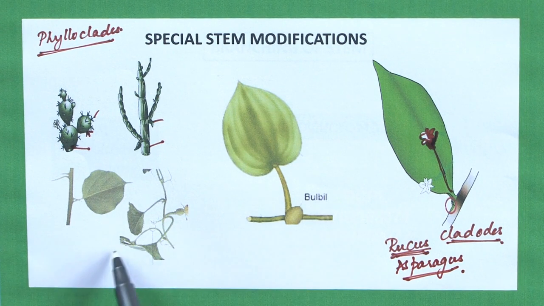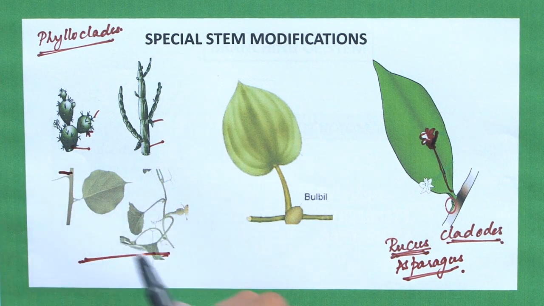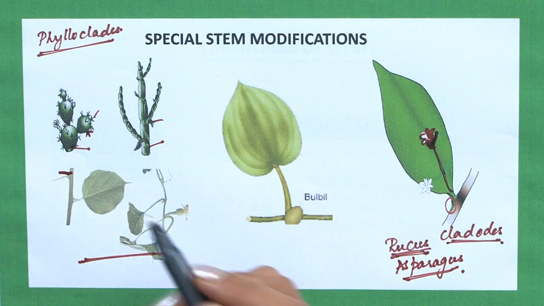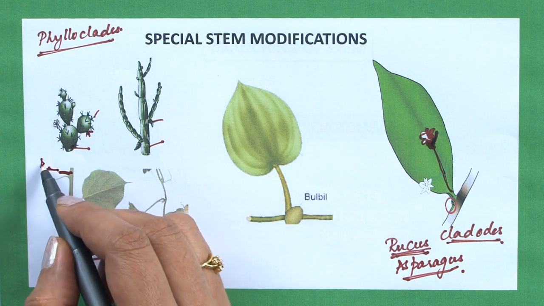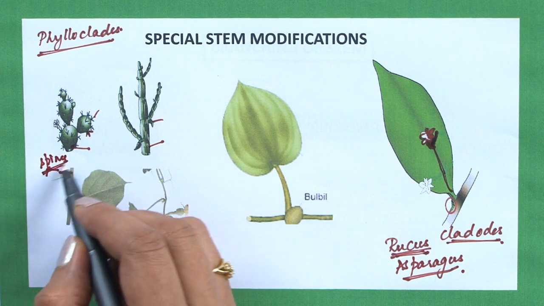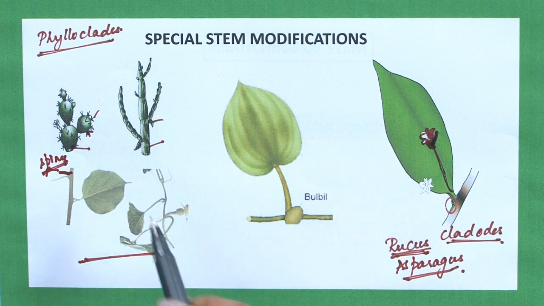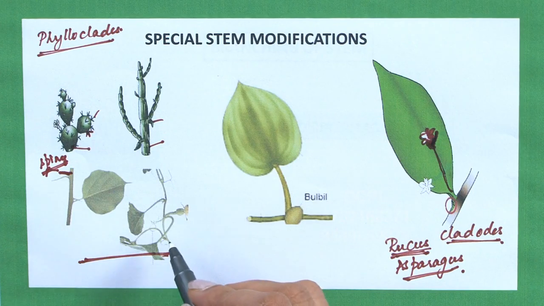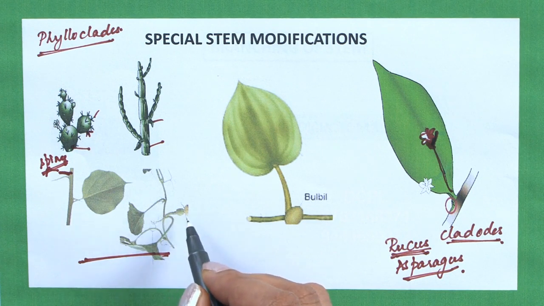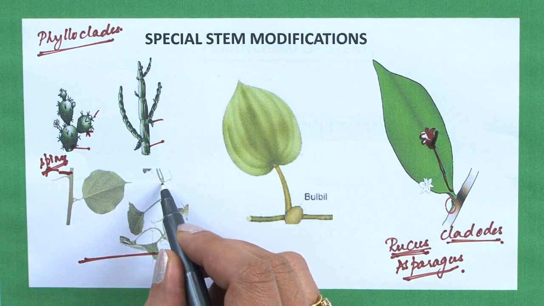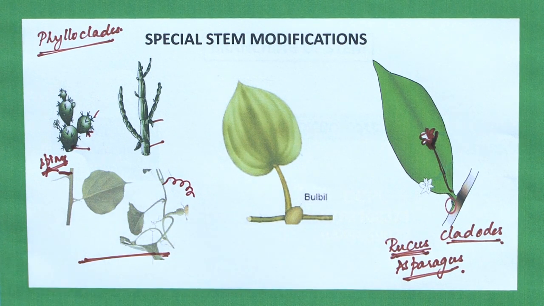Now, we'll move on to another stem modification, wherein in the case of bougainvillea, the branches are reduced to spines in order to check the rate of transpiration. All these modifications are usually seen in xerophytes to check the excessive loss of water through transpiration. In a few other forms like the Cucurbitaceae members, the stem is modified into tendrils.